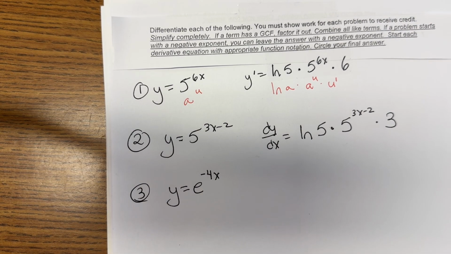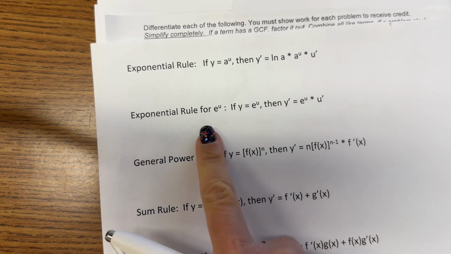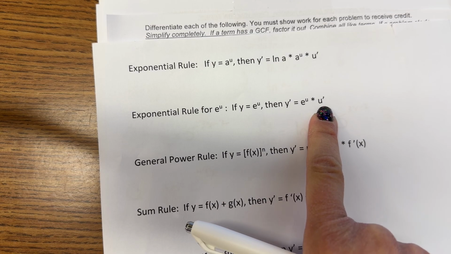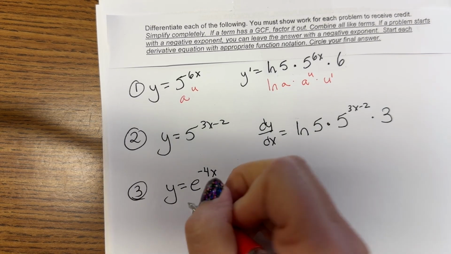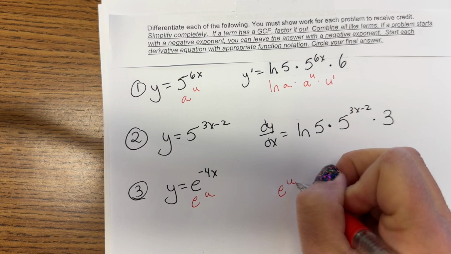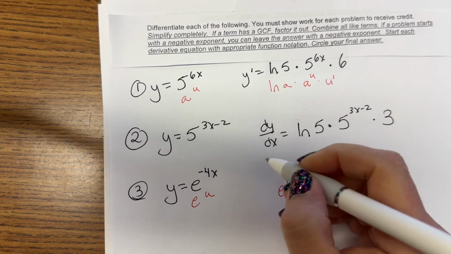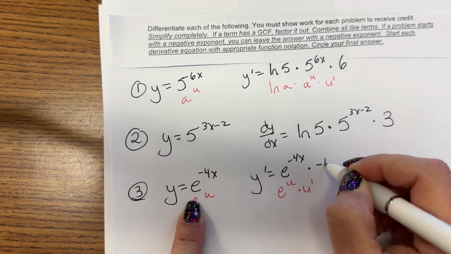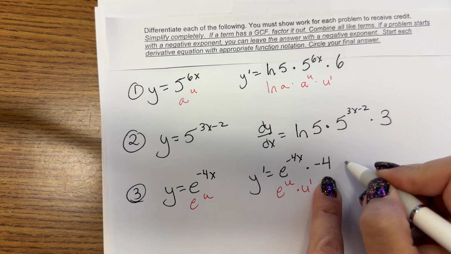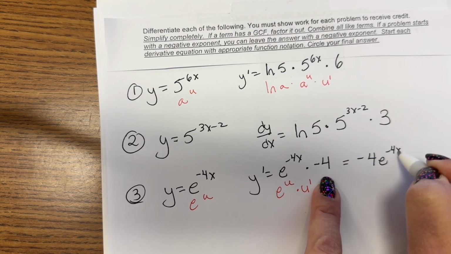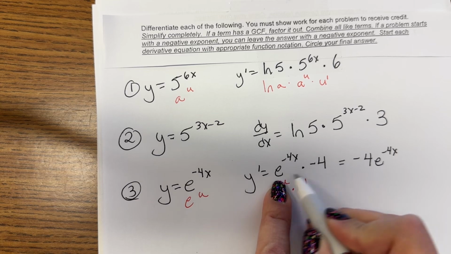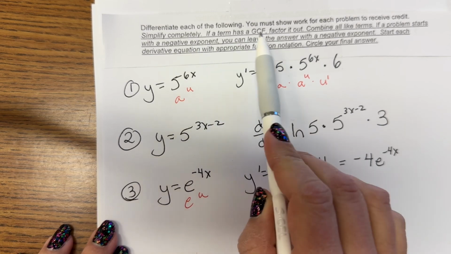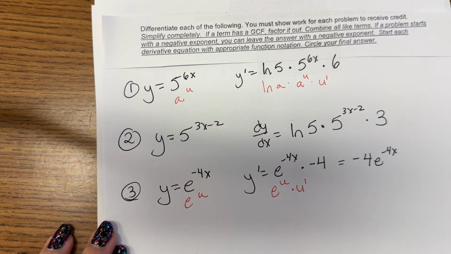It now has an exponential base of e. So that's our e to the u rule, which has a derivative of e to the u times u prime. This is e to the u. All right, so there's the rule. The derivative is e to the u times u prime. This coefficient, it just would look nicer in the front, but this is technically correct. The problem started with the negative exponent, so I'm going to leave the negative exponent in the answer.